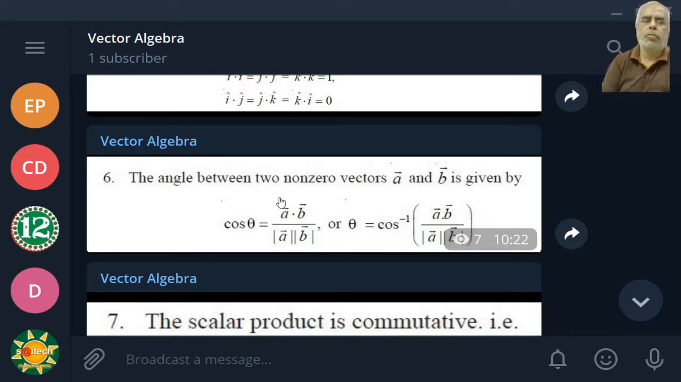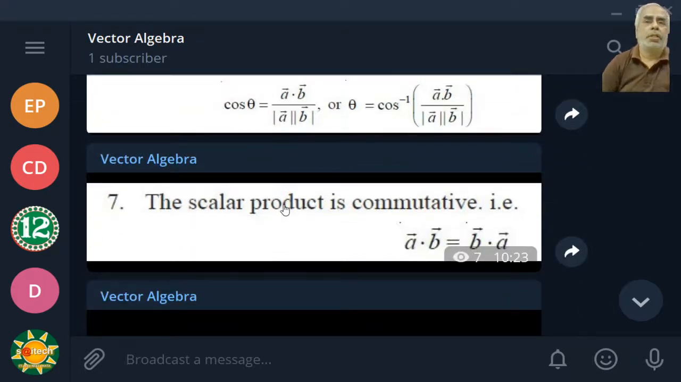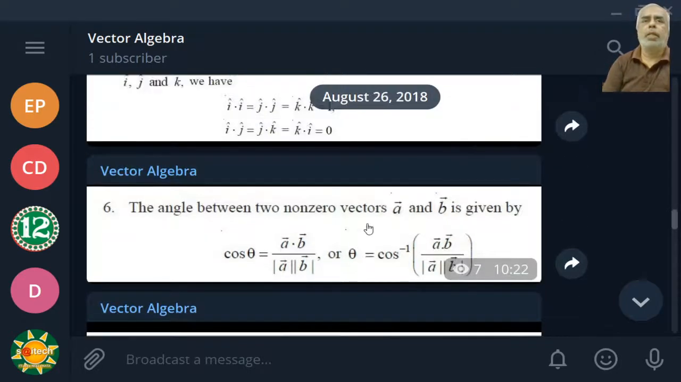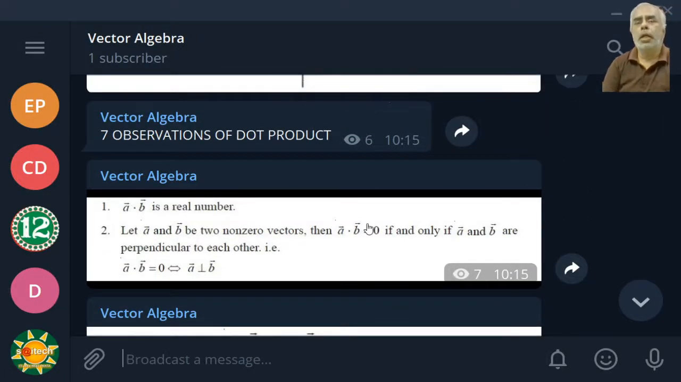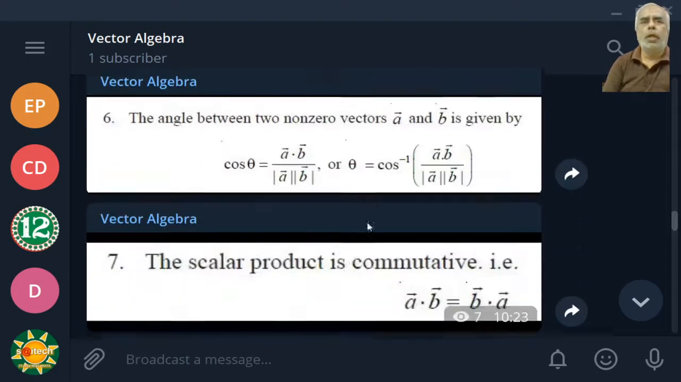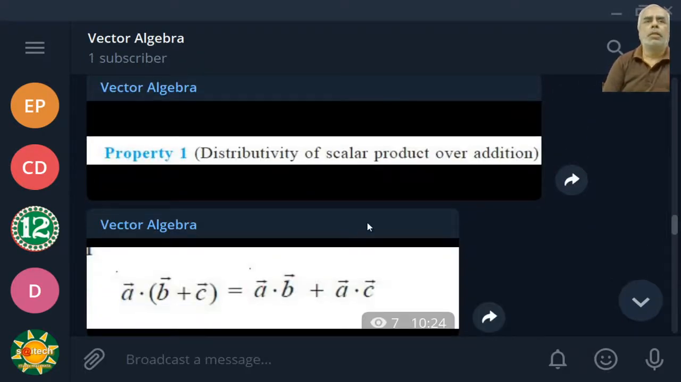Okay, right. Now the seventh property is very important. That is a very important observation. The scalar product is commutative. It means you can reverse it. A dot B is equal to B dot A. So both of them yield the same result. Okay, so it is commutative. So we have discussed 7 important properties or observations of what? Scalar product, that is dot product. Okay, right. Now let us proceed with the next set of properties, that is distributivity of scalar product over addition.